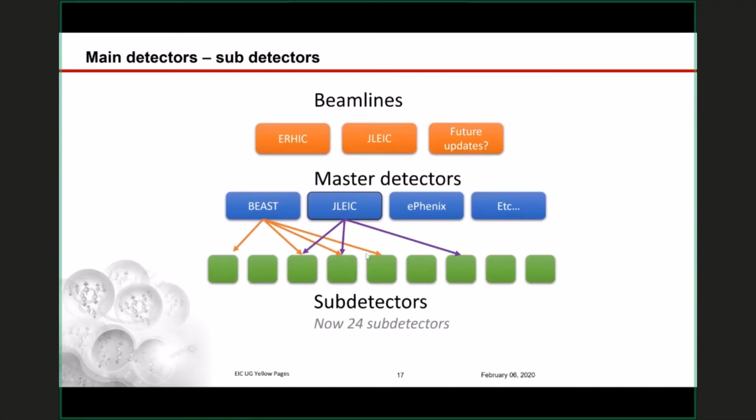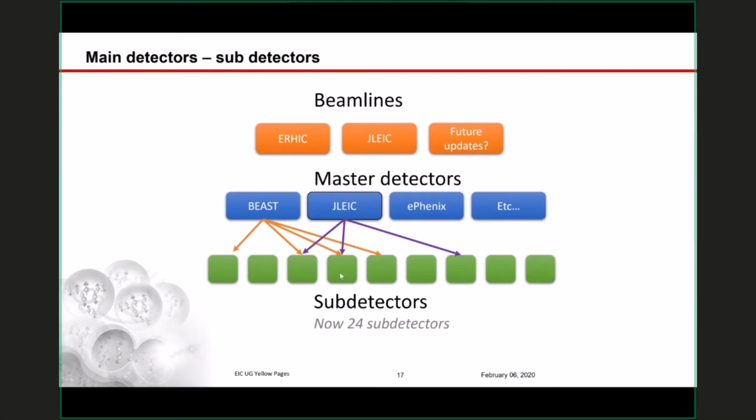The complexity behind it is that we have two beam lines. So now we have ERIC and JLEIC implemented in g4e. There are several master detectors, though at this point we have only JLEIC implemented in g4e, but there is a possibility to switch master detectors, right? And there are certainly sub-detectors, so now we have 24 sub-detectors, at least some of them are stubs, some of them have some details, and some of them have more details, right?